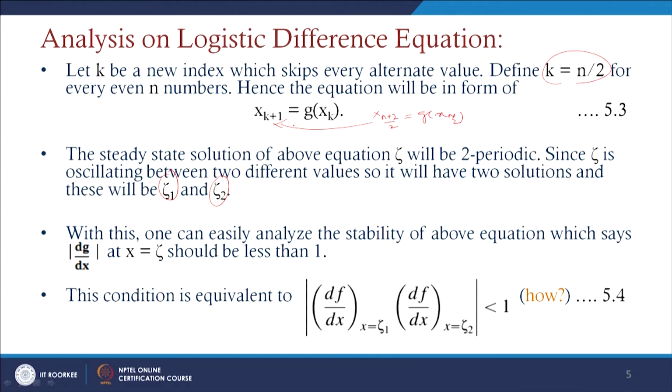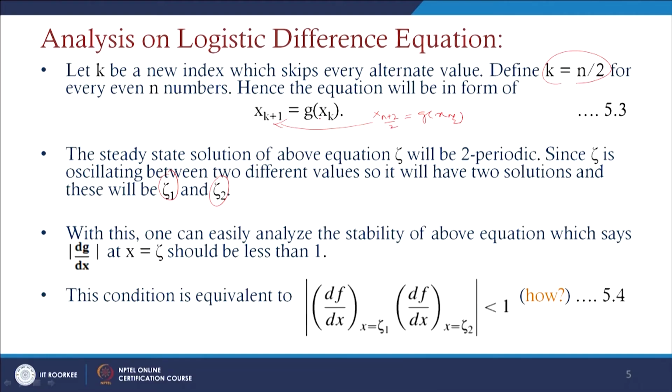With this, one can easily analyze the stability of the above equation. Since we have x k plus 1 equals g of x k, the stability condition can be achieved by differentiating this function g of x. So, we write that the absolute value of the first order difference of g of x at x equals zeta should be less than 1. That is the stability condition we discussed in the previous lectures.